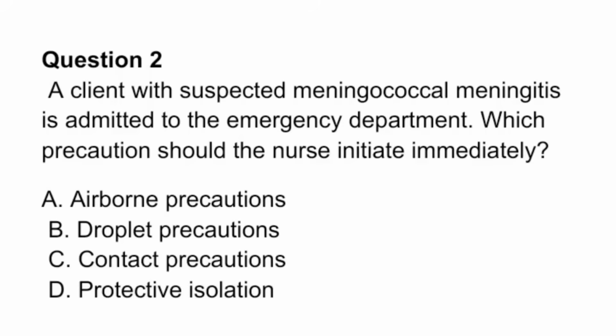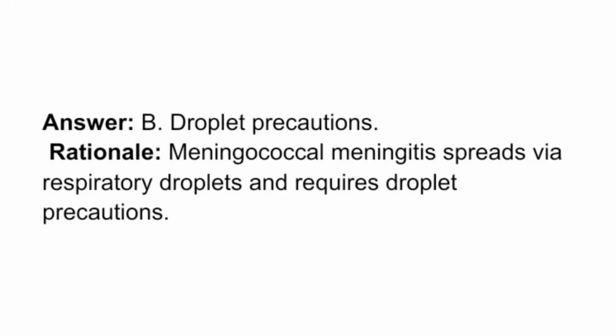Question 2. A client with suspected meningococcal meningitis is admitted to the emergency department. Which precaution should the nurse initiate immediately? A. Airborne precautions. B. Droplet precautions. C. Contact precautions. Or D. Protective isolation. The answer is B. Droplet precautions. Rationale. Meningococcal meningitis spreads via respiratory droplets and requires droplet precautions.